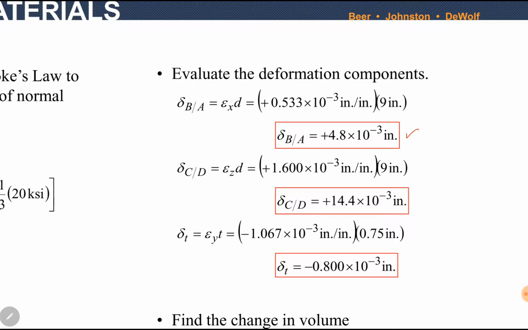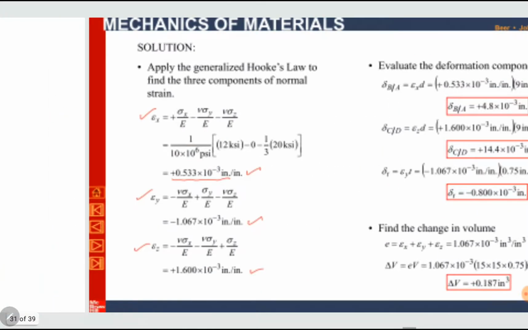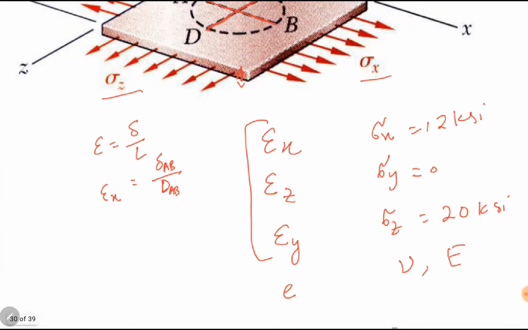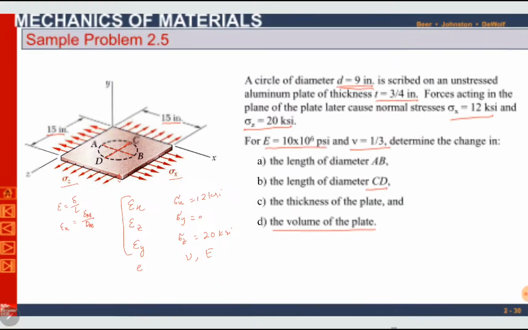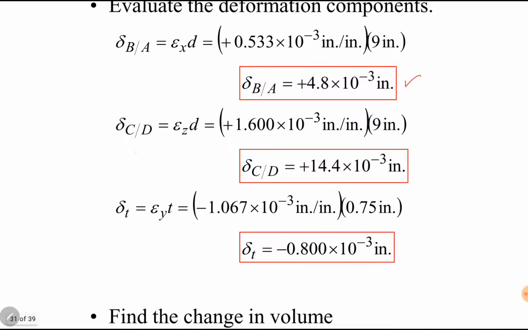Similarly, delta CD, change in the diameter in the z direction. So epsilon z is equal to delta CD divided by D CD. D CD or D AB both are the same. So by putting the values, delta CD has been calculated. It is 14.4 into 10 power minus 3 inches.